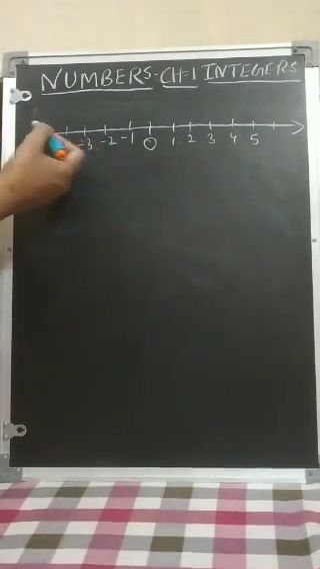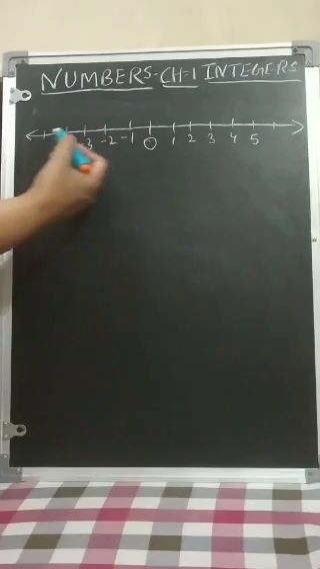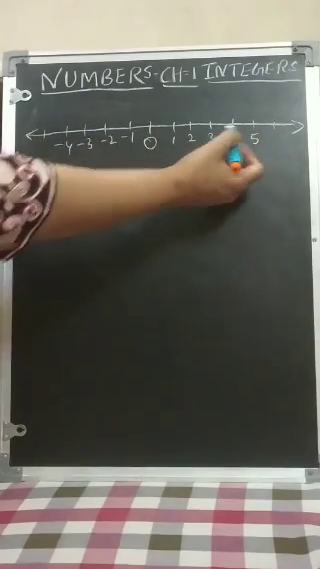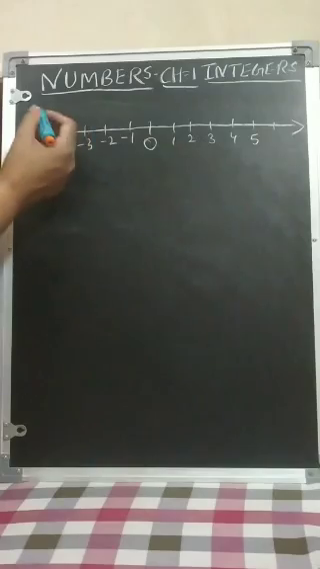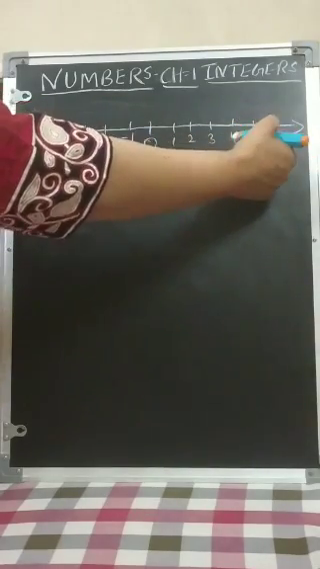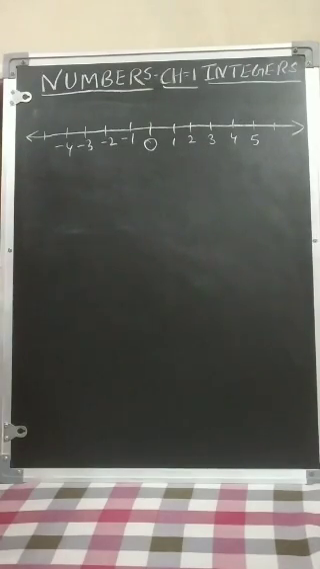Now you can see this is the number line, and here we are showing all the integers. This is 0 and these are positive integers, these are negative integers. This arrow means there is no end of these positive integers, there is no end of negative integers. So there is no smallest integer, there is no greatest integer. Now how to compare the integers?